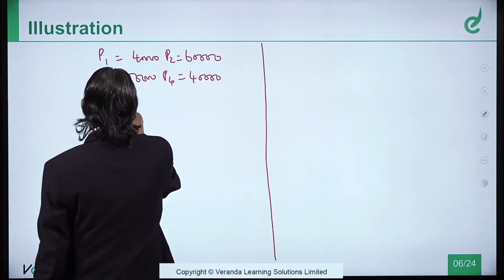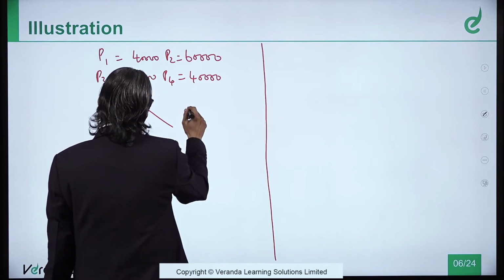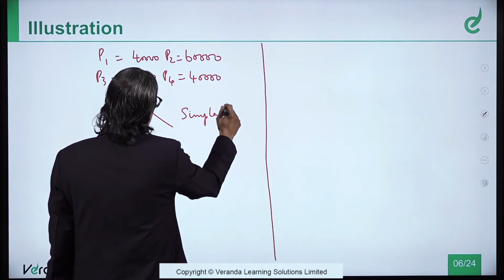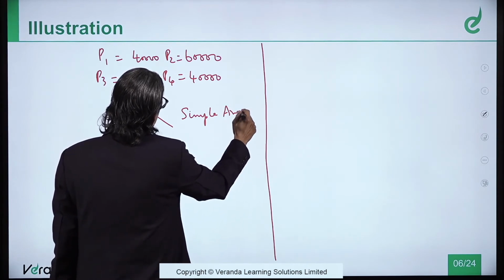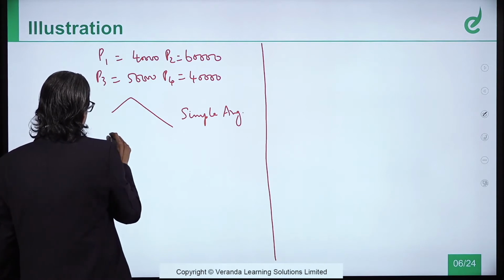So the profit goes like this, then comes down and down. Therefore, we should follow which method? Simple average method for determining the profit. So what is a simple average?